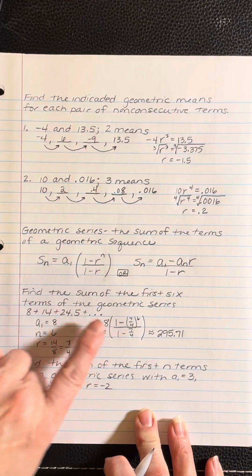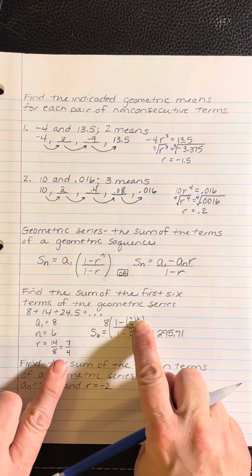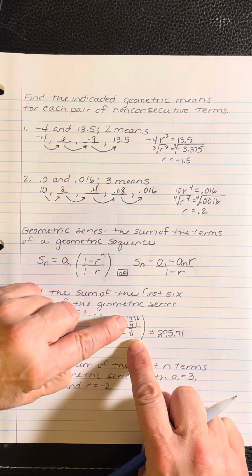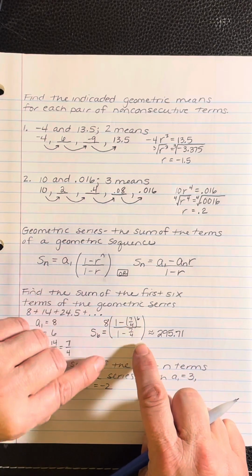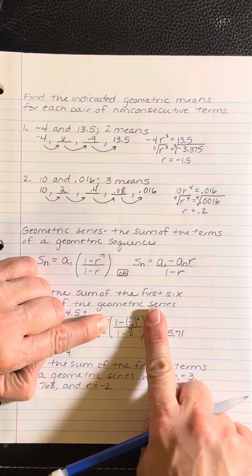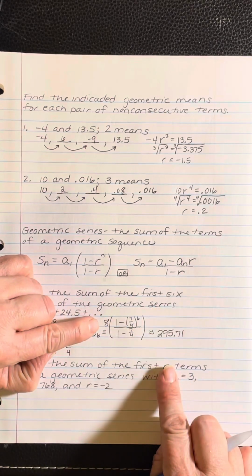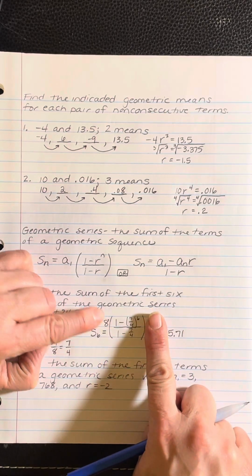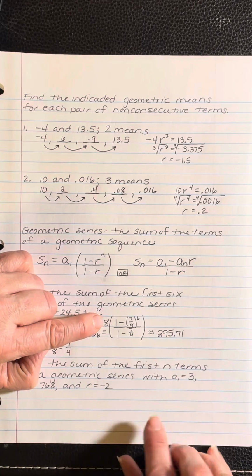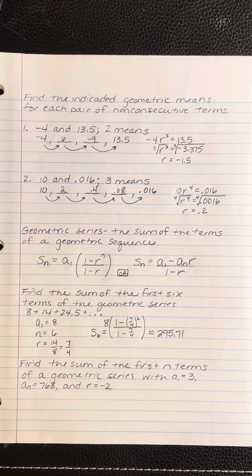So 8 goes up front, n goes here, and r goes here and here. This one needs to be in parentheses. If you type it out like this, like I did first, and then take it times 8, you can forgo the parentheses, or if you do it all at once, you have to have 8 parentheses and have all of that in the calculator at once.